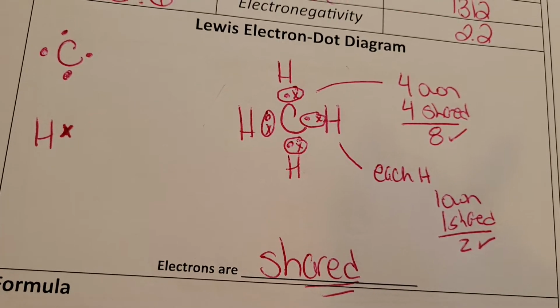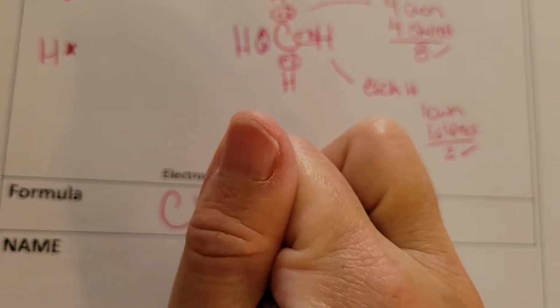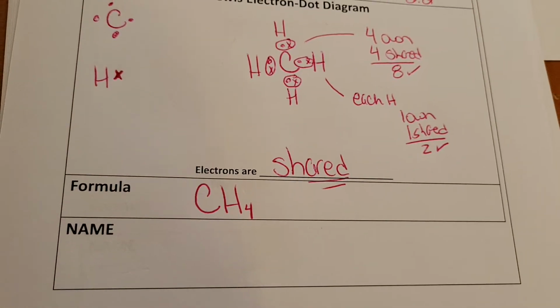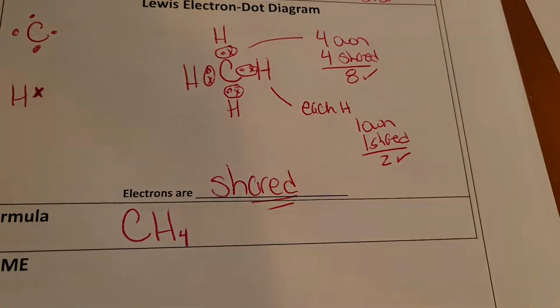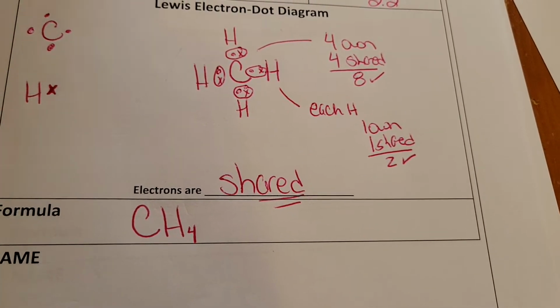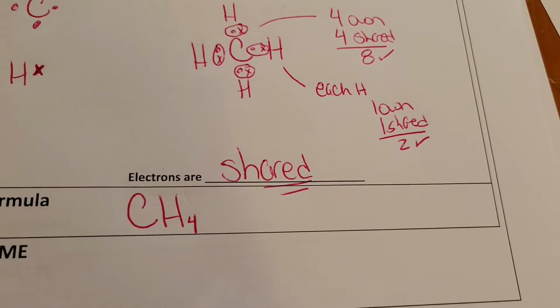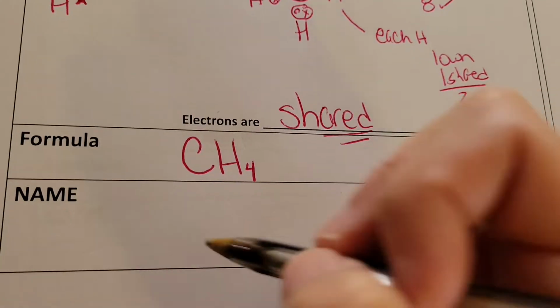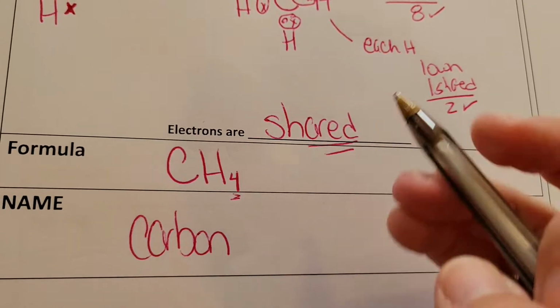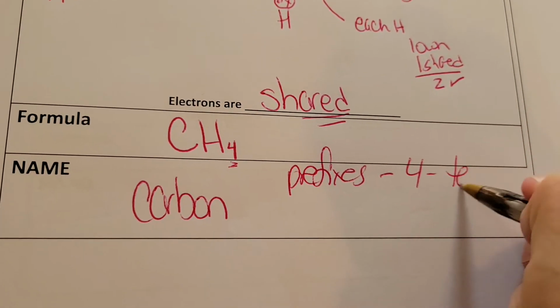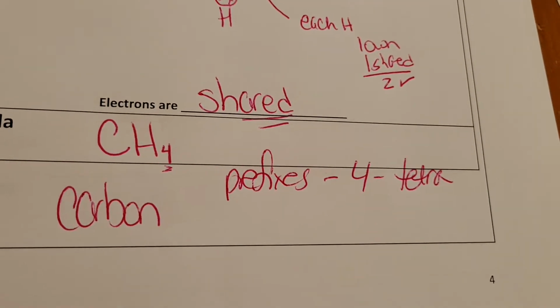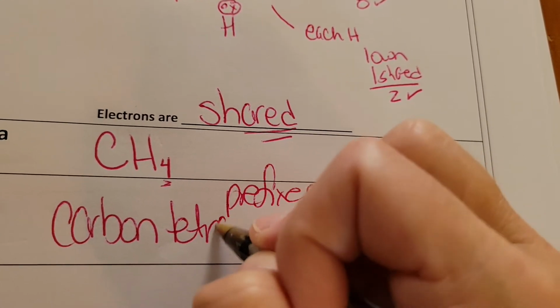So our formula, we have carbon, and then we have 4 hydrogens, so CH4. And then our name, we have 1 carbon, and then we have 4 hydrogens, and remember we use prefixes now, and the prefix for 4 is tetra, like tetrahedral, so it's carbon tetrahydride.